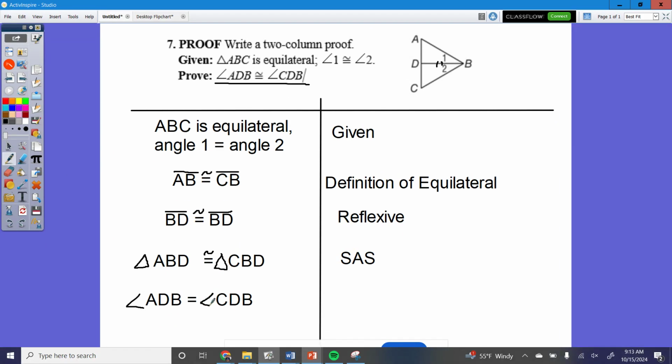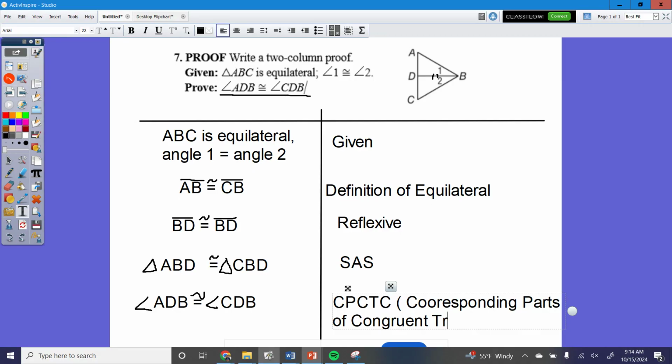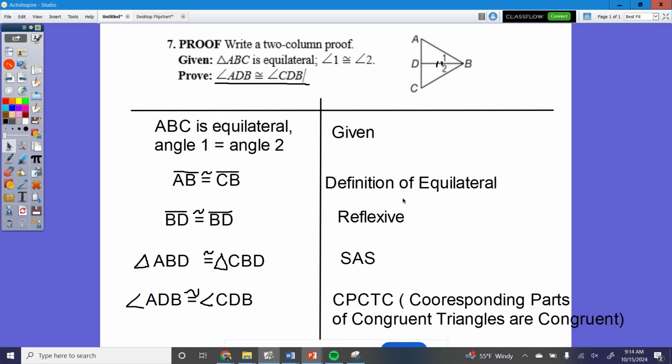Why? We can just abbreviate here. Corresponding parts of congruent triangles are congruent. Write that out. Corresponding parts of congruent triangles are congruent. And that's it. That's the proof. Looks like it took us 5 steps, including the given, so really 4 steps. Pretty straightforward.